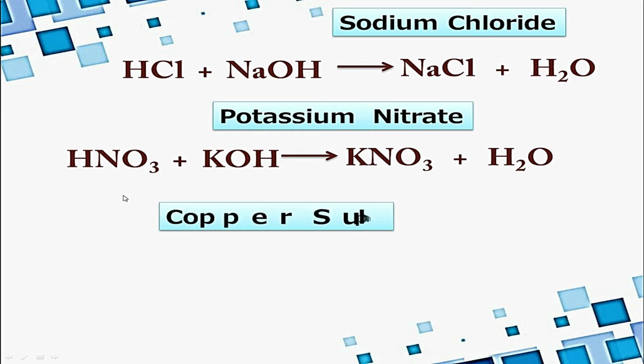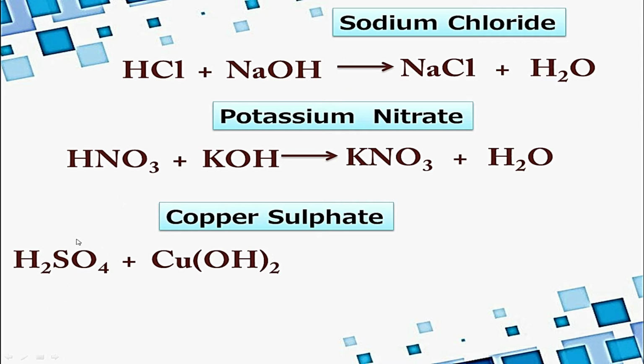Another example is copper sulfate. It can be formed by the reaction of sulfuric acid, H2SO4, and copper hydroxide, Cu(OH)2. When these two react, it will form copper sulfate, a normal salt, and water. In copper sulfate, the copper radical has come from the base and the sulfate radical has come from the acid. So in this way, a normal salt can form by simple complete neutralization reaction.